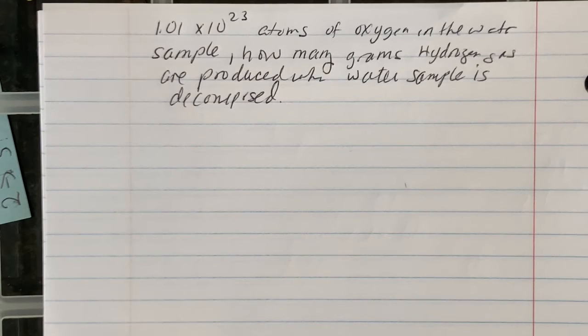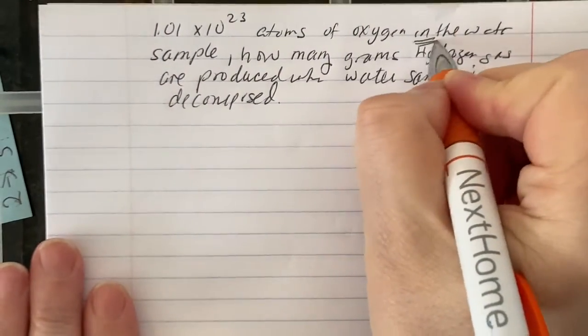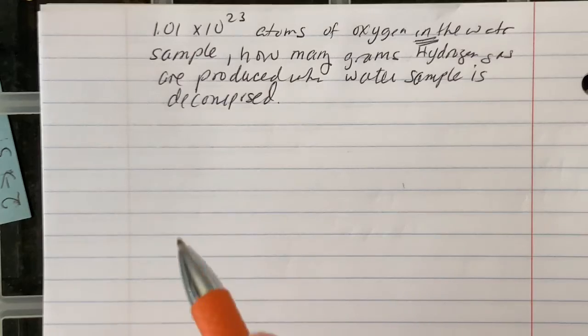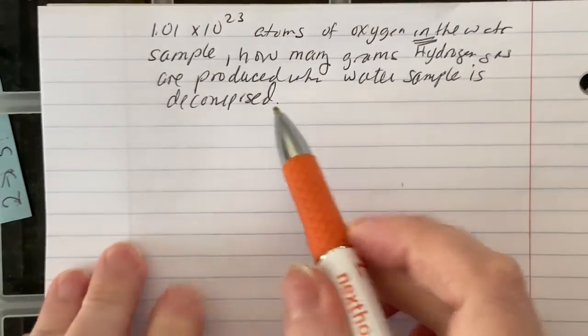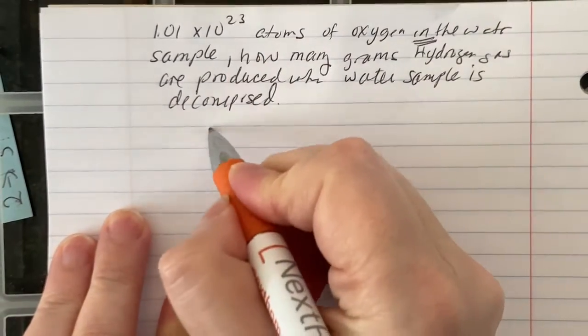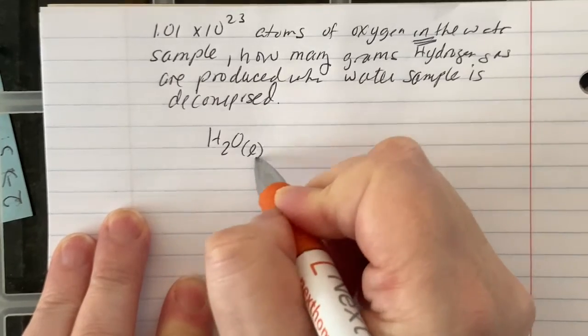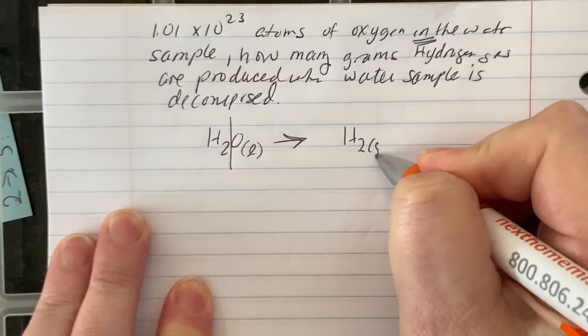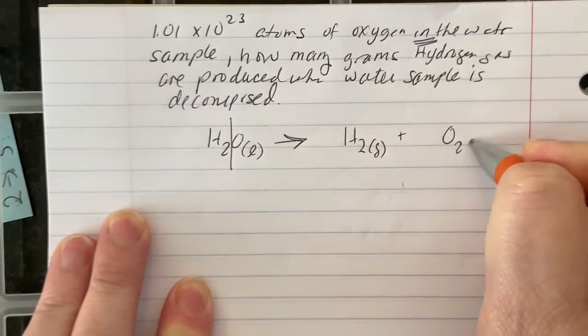All right, in this problem, we have 1.01 times 10 to the 23rd atoms of oxygen in the water sample. That's a very important thing to figure out. It's not oxygen gas, oxygen in the water sample. How many grams of hydrogen gas are produced when the water sample is decomposed? Okay, so we know we have water being decomposed. When it's decomposed, it splits apart into hydrogen gas and oxygen gas.